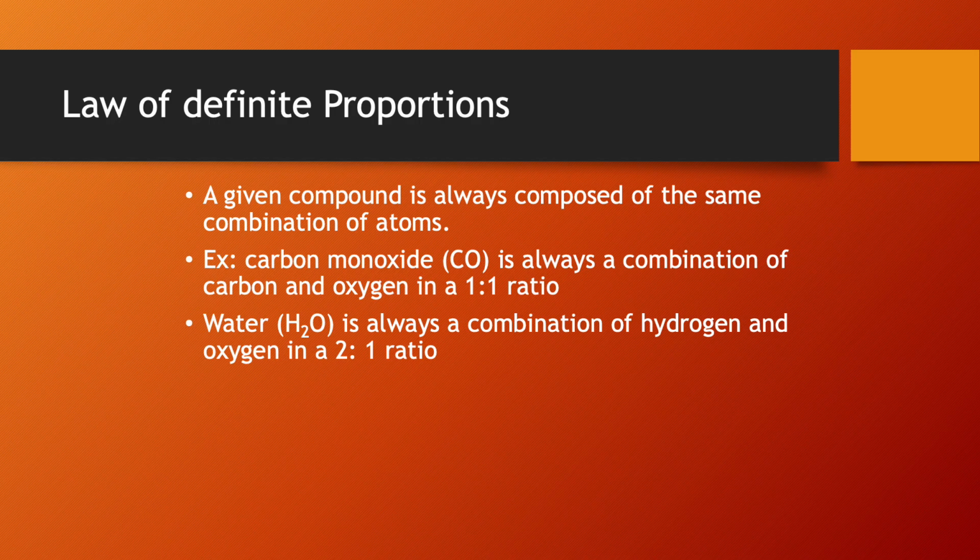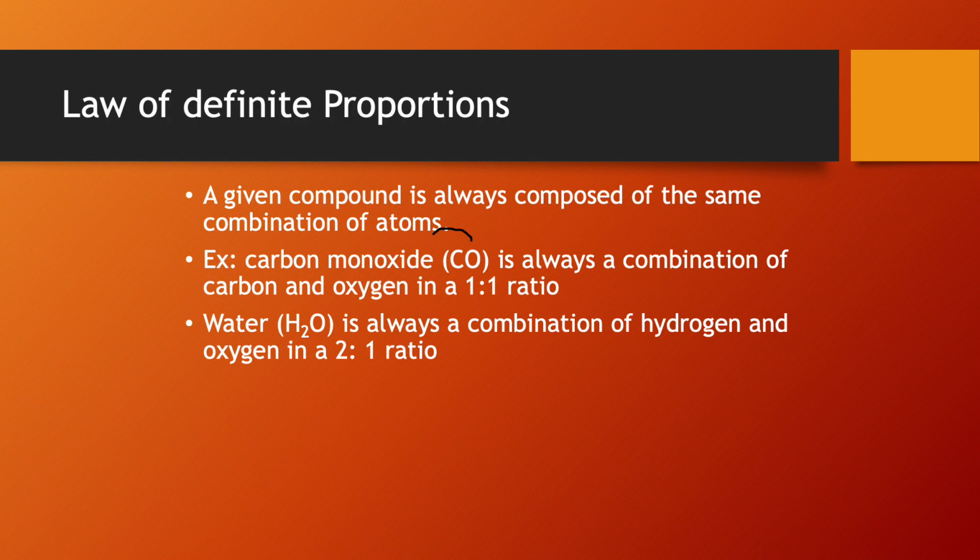In looking at the law of definite proportions, this comes from Dalton's atomic theory. A given compound is always composed of the same combination of atoms. So in other words, the definite proportion, meaning the definite ratio between elements, is going to be set for that compound. In our examples, let me get my pen.